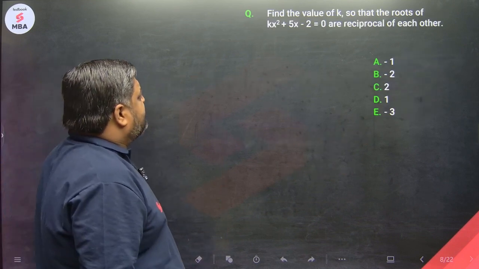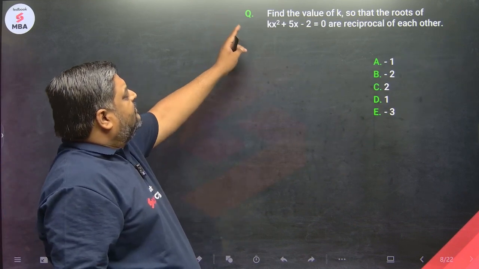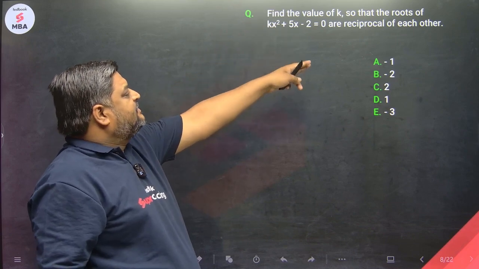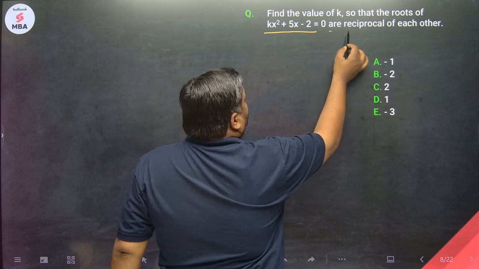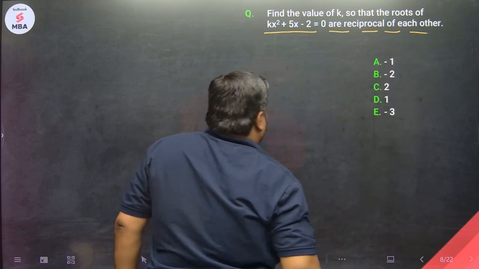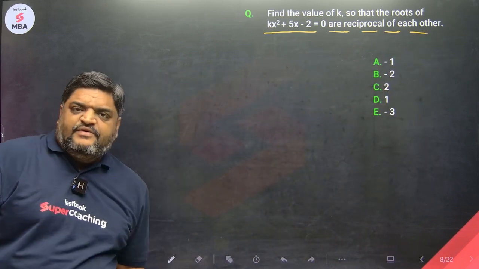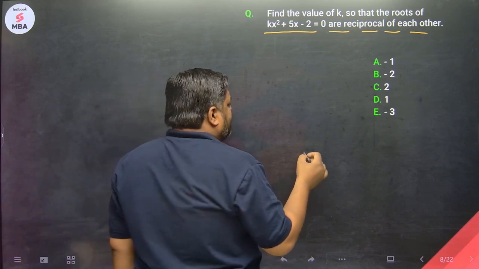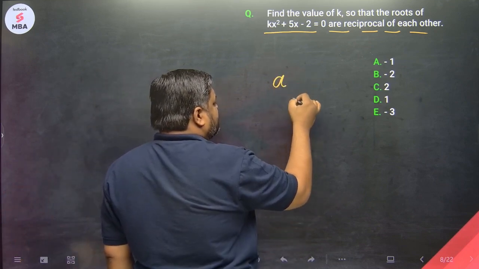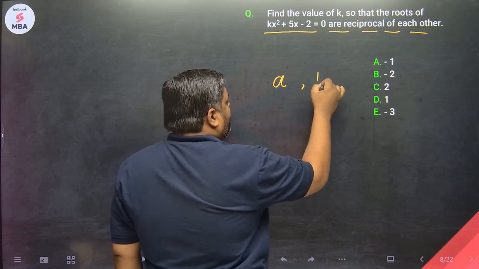Let's move to the next question. Find the value of k so that the roots of this equation are reciprocal to each other. Acha, what do you mean by reciprocal to each other? Reciprocal to each other means if one of the roots is alpha, the second would be 1 by alpha.